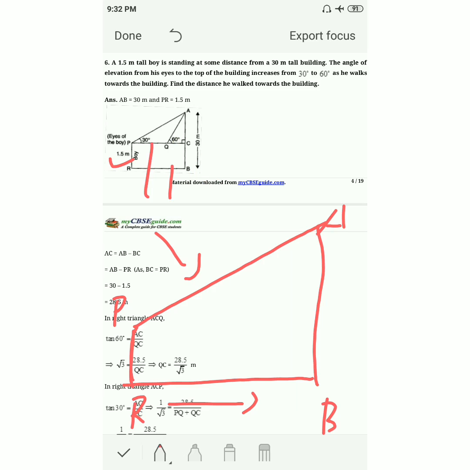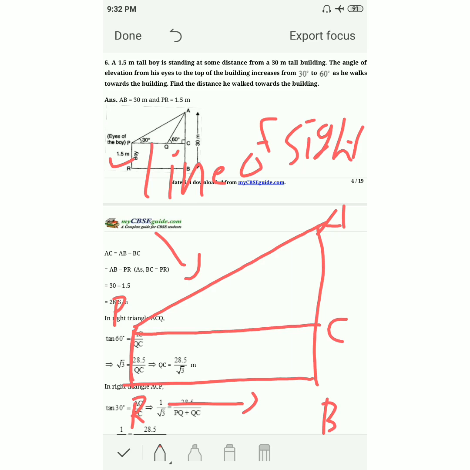Now we need to draw the horizontal at point P, because the angle of elevation is given with the horizontal. So here we draw one horizontal line and I give it the name C. That means this horizontal line intersects building AB at point C. So the line of sight, that means AP, and the horizontal: the angle of elevation is, first of all, 30 degrees.